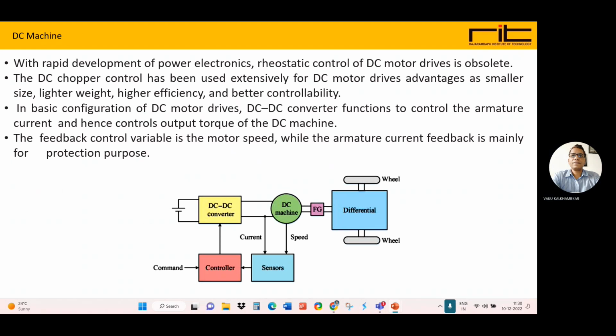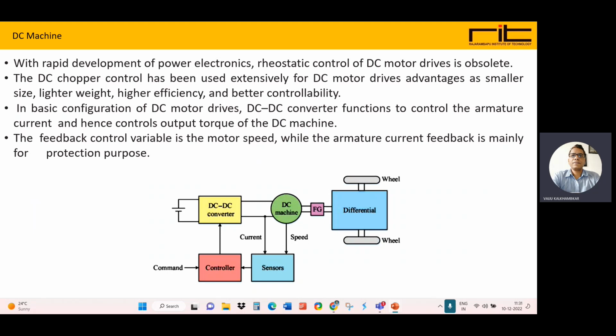DC machine. In early days, DC machine was used widely for various applications. But with the rapid development of power electronics, the Ward-Leonard control of DC motor drive is not used. The DC chopper control is used extensively for DC motor drive. Advantages are smaller size, lightweight, higher efficiency, and better controllability. So DC chopper control is preferred.